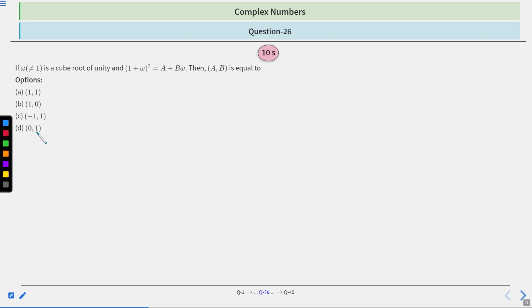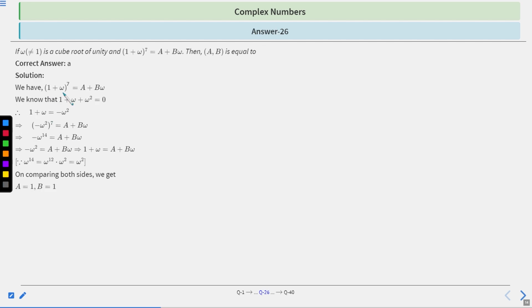Let's move to the next question. Next question is question number 26. If omega not equal to 1 is a cube root of unity and 1 plus omega to the power 7 is equal to a plus b omega, then we have to find the ordered pair a, b. So after 10 seconds, I'll discuss the solution.